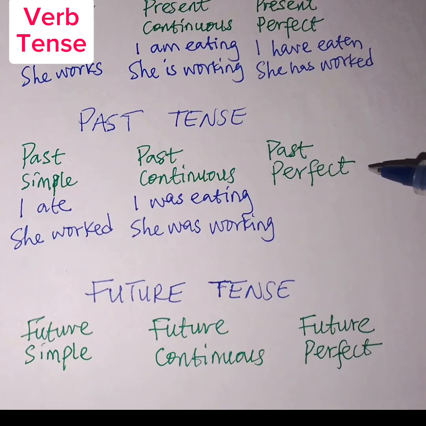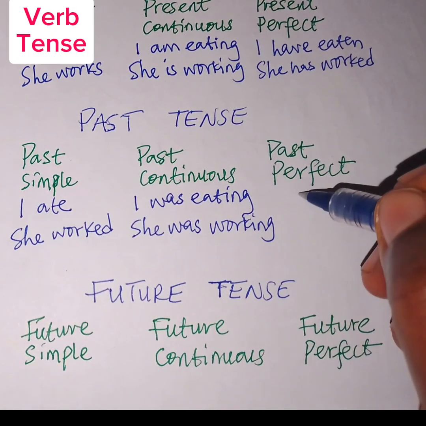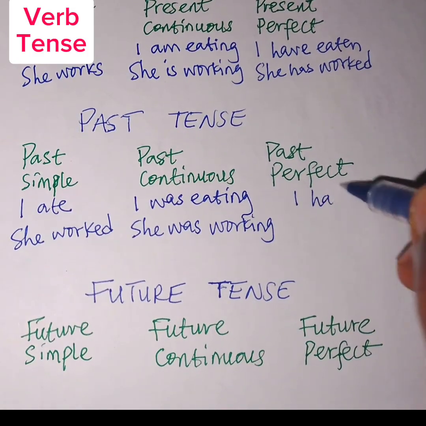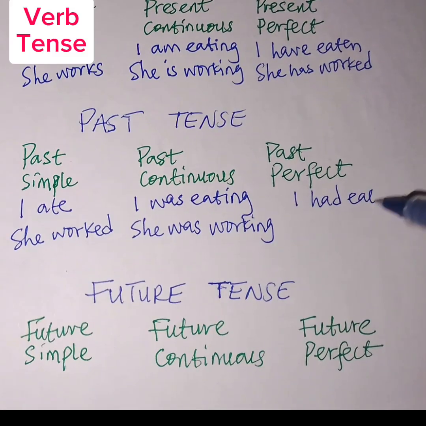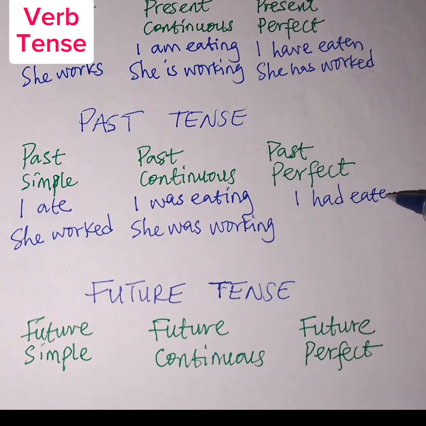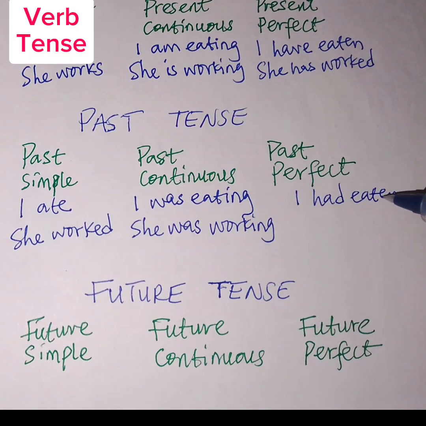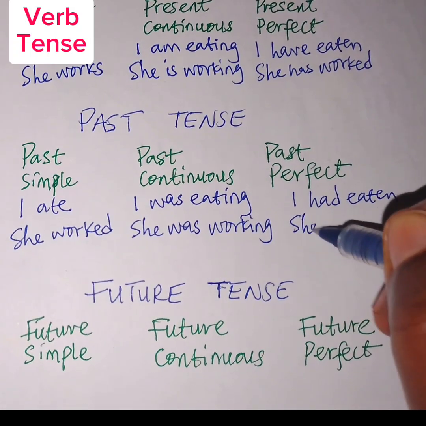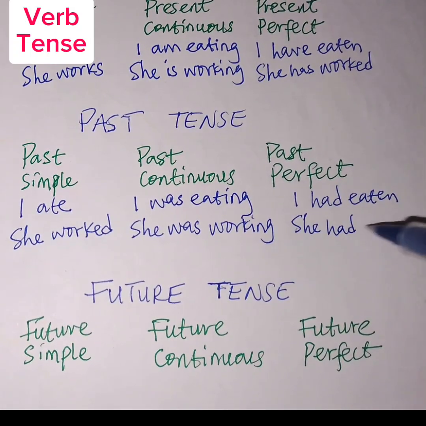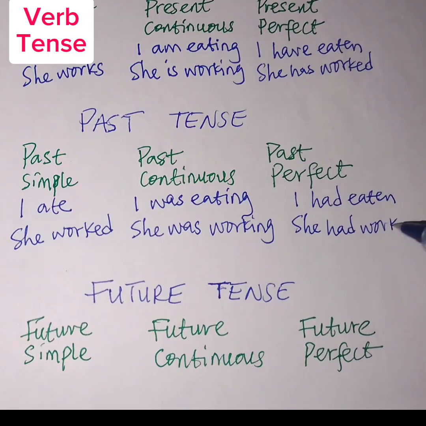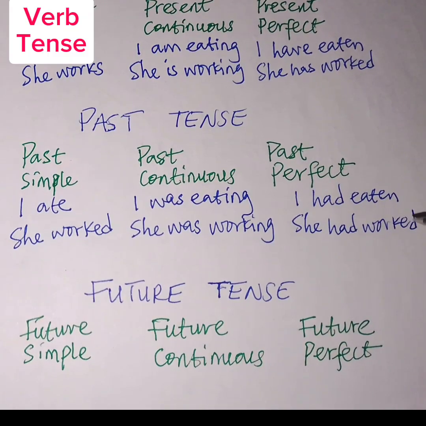Past perfect tense. Examples, I had eaten. Eaten is the past participle of eat, and had here makes it past perfect. She had worked.